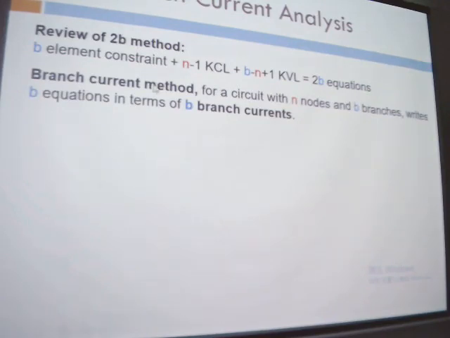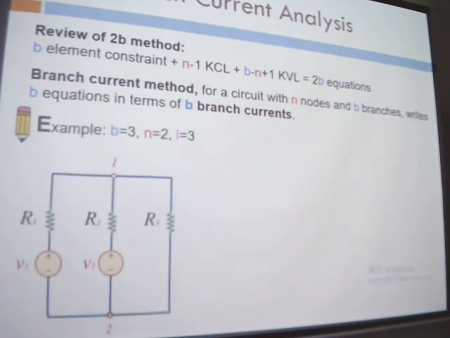For the branch current method, we have a circuit which has n nodes and b branches. We can write b equations in terms of b branch currents. That means for this method, we just have b equations. b is less than 2b, right? That means if we use this method, the equations are simplified, right?